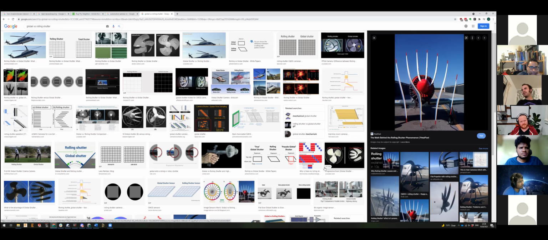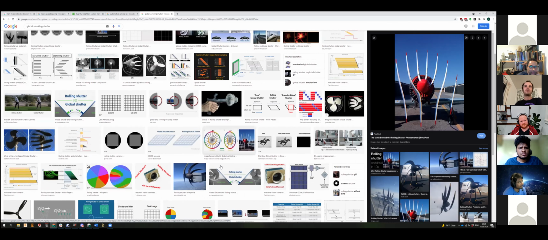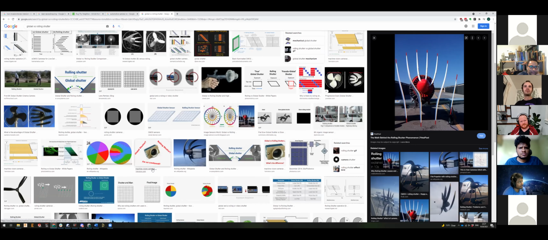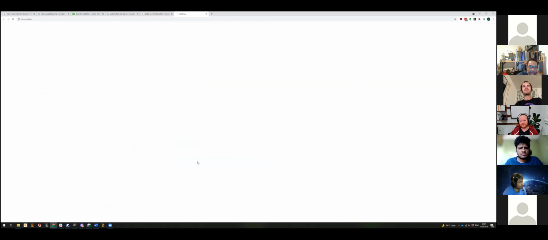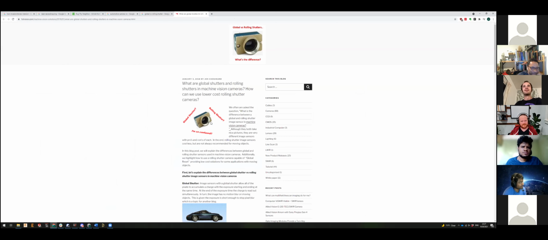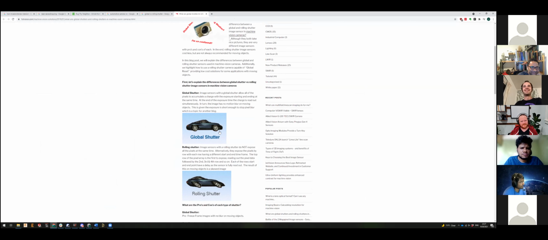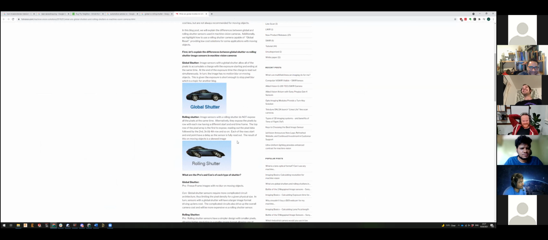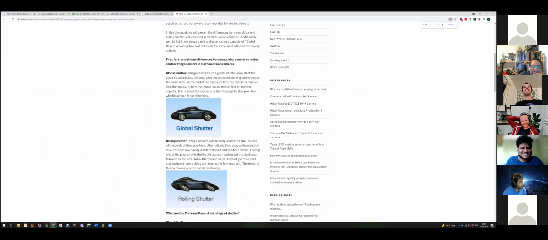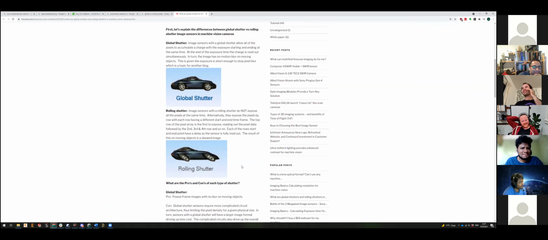No, this idea of global versus rolling shutters is actually new to me. I hadn't heard of it before. Oh, really? Well, great. I've used SLR cameras, but I've never bothered to look into how they work. Yeah, same. This kind of sums it up. So there's the Porsche and the skewed Porsche. That's the difference.